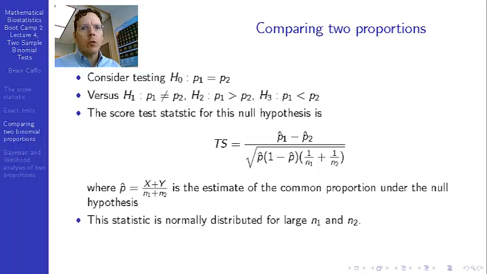Okay, so now let's do a score test type test of the hypothesis that p1 equals p2. Our null hypothesis is H naught: p1 equals p2, versus not equal to, greater than, or less than. And then for the score test of this null hypothesis, our numerator is p1 hat minus p2 hat, the sample proportion in group 1 minus the sample proportion in group 2. If we were assuming that this difference was a constant other than 0, we would put that in the numerator here, the null hypothesis difference.